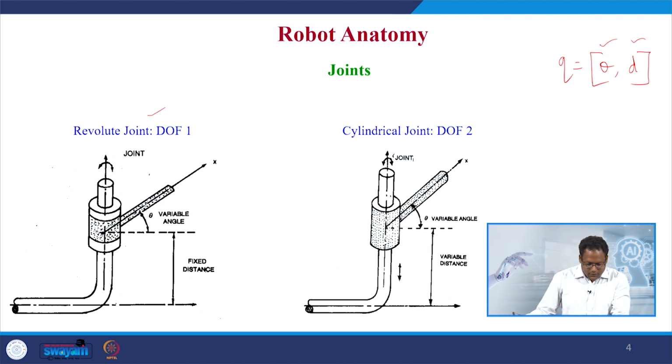As I told earlier, the revolute joint has 1 degree of freedom, where the variable is a rotational joint angle. It is mentioned here as theta. In the case of the cylindrical joint, we have a combination of a prismatic joint, where the joint variable is the distance d from the origin or from the initial posture, and the second joint variable is theta, that is the joint angle, the rotational angle. So combinedly we have the cylindrical joint, and hence the degrees of freedom is 2 for the cylindrical joint, because it has prismatic and revolute joints combined.